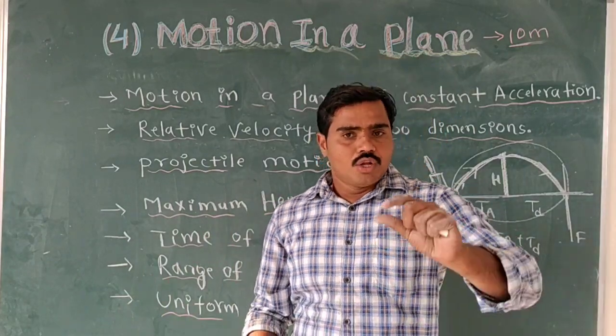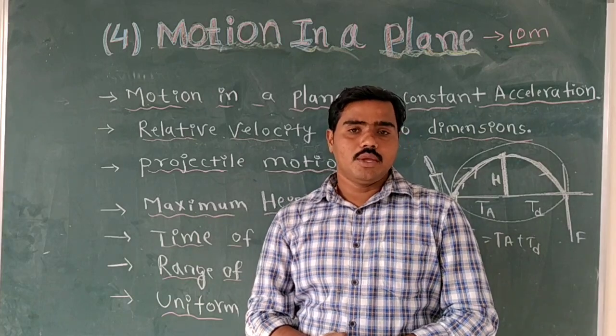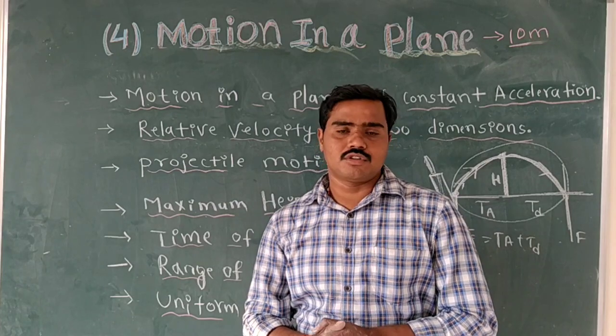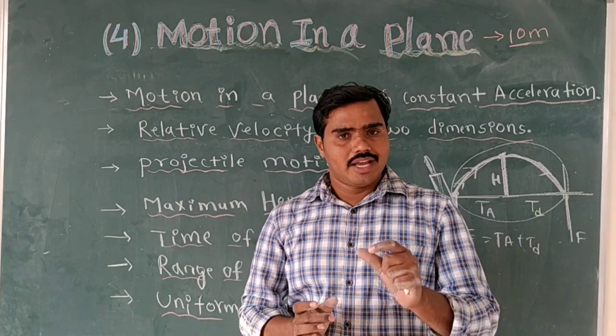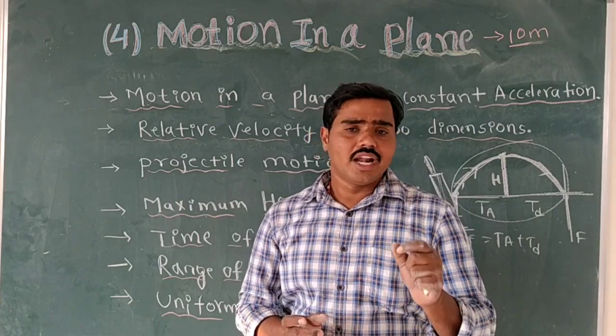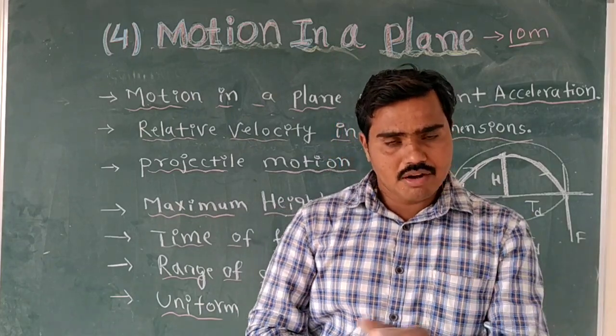For that circular motion of any body, we need one centripetal force. Centripetal force. For example, an electron revolving around the nucleus. Here one important force is required, that is the centripetal force.